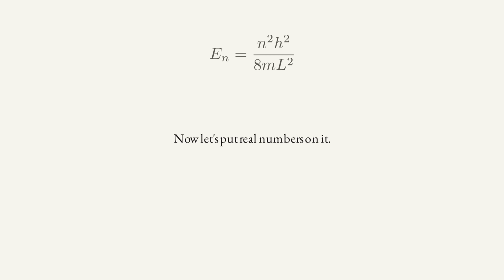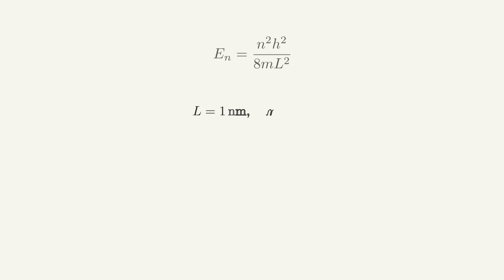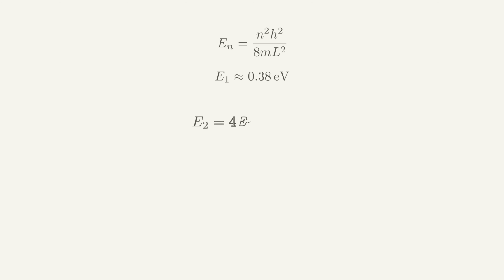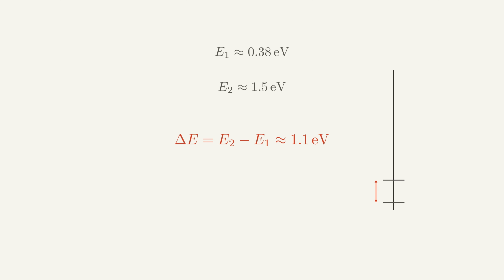Now let's put real numbers on it. Take an electron in a box 1 nanometer wide. Plug in: the ground state E1 is about 0.38 electron volts. The second level is 4 times that, about 1.5 electron volts. So the jump from level 1 to level 2 costs about 1.1 electron volts.